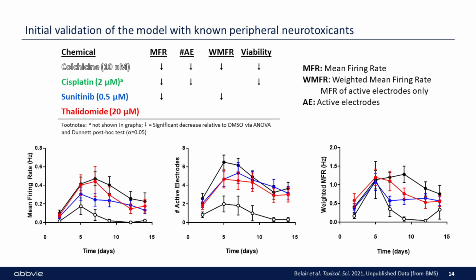We did see an effect of 3 out of the 4 compounds at a single concentration. However, with 2 of the compounds in particular, colchicine and cisplatin, we saw a significant decrease in cell viability over the 14-day culture, 12 days in contact with chemical. We did see that the effect of sunitinib on mean firing rate and weighted mean firing rate was a specific effect on electrophysiology with no corresponding cytotoxic effect.